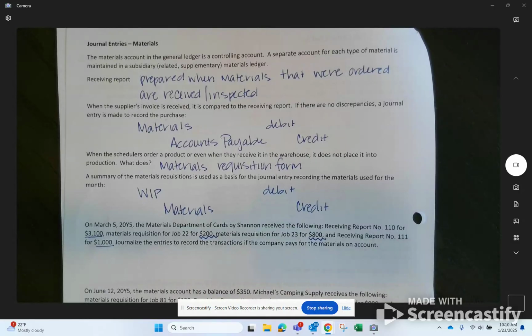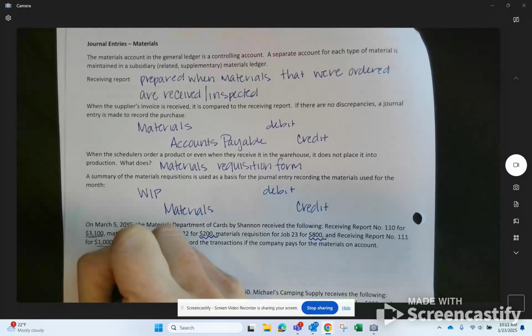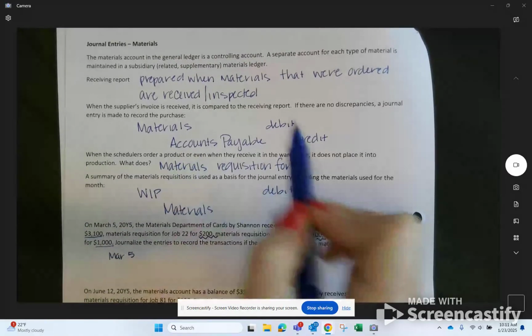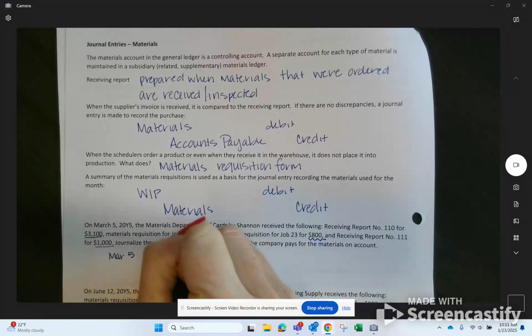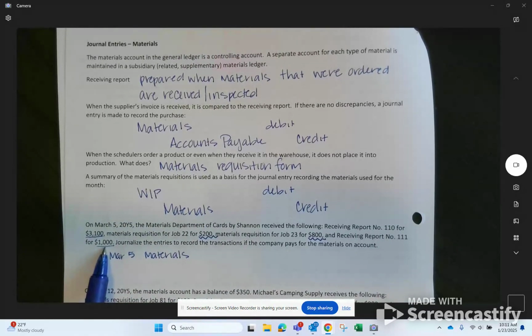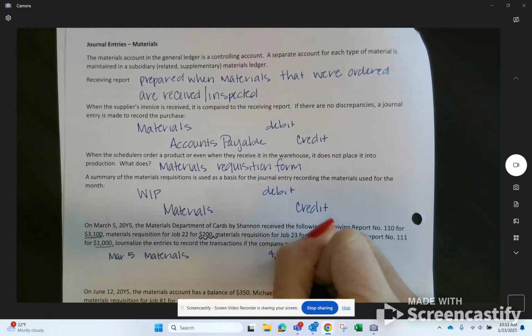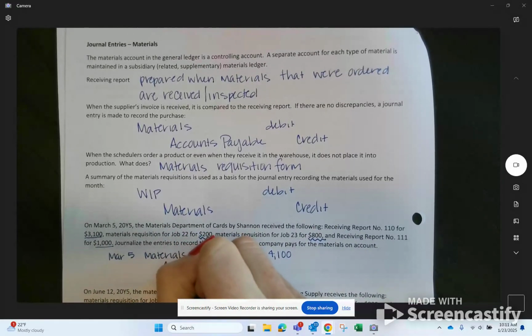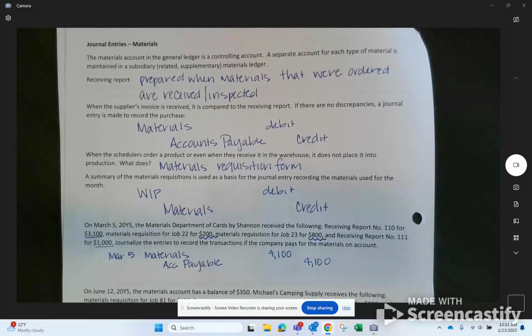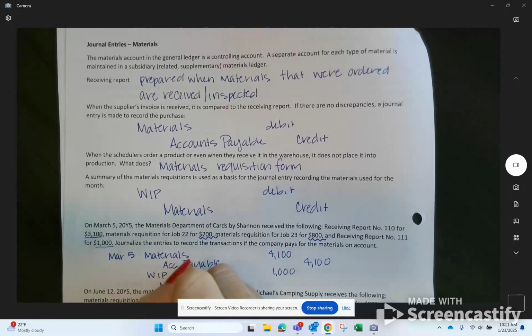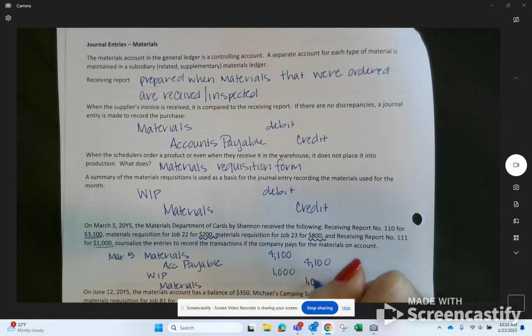So we are going to be doing two journal entries related to this date. So March 5th. First up, we'll do this kind of journal entry where we have received the receiving report. Okay, so we're going to debit materials. We've got $3,100 and $1,000, so we're going to debit materials $4,100. We're going to credit accounts payable. Next up, we're going to do the materials requisition. So we had 200 and 800. That's going to look like this journal entry. We're going to debit work in process for $1,000. We're going to credit materials $1,000.